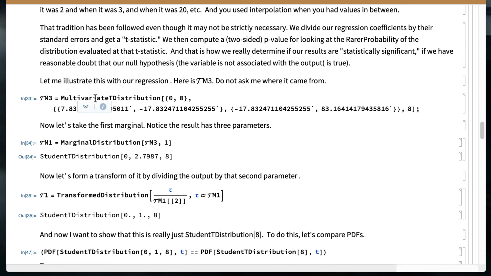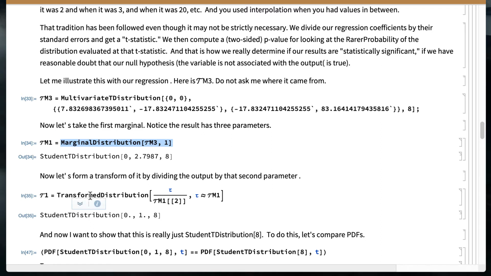This comes from our data, okay? Here is, in fact, the TM3. This is the joint distribution of the regression coefficients. Now, the one black boxiness you have to indulge is don't ask me how I figured this out. Let's take our first marginal. We get a student t distribution. We've moved from a multivariate distribution to a regular t distribution.